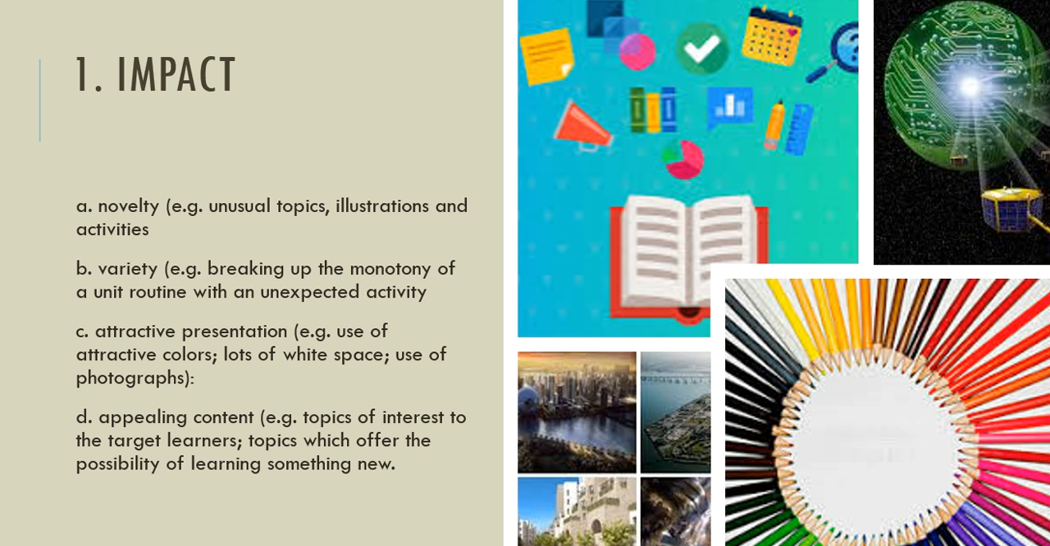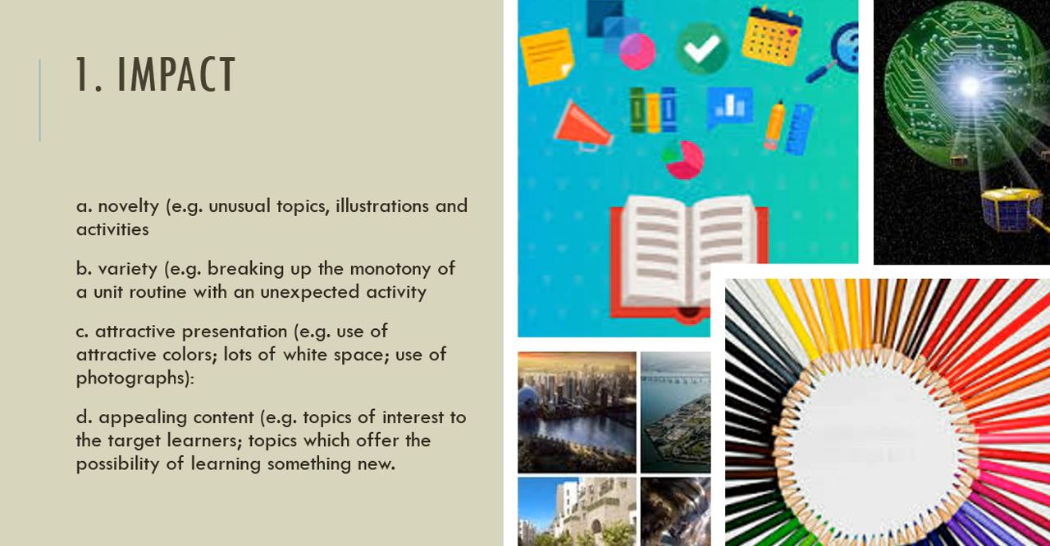So the first one is impact. To have impact on our students or our learners, the first thing that we need is novelty. For example, we need to use unusual topics, nothing of repetition or tradition. We need to have good illustrations and activities.